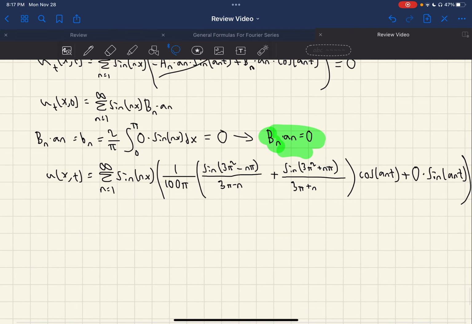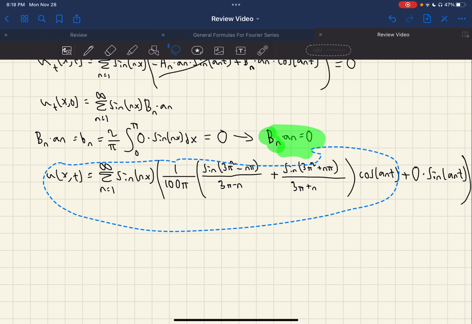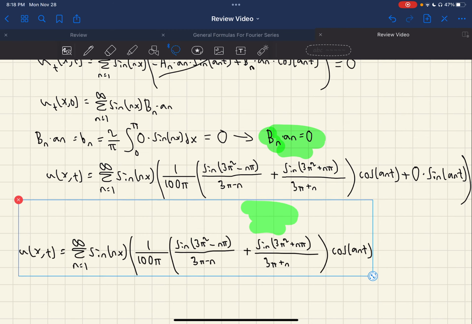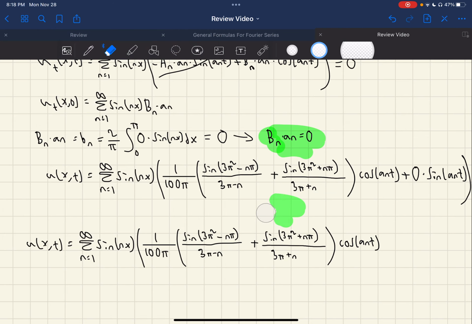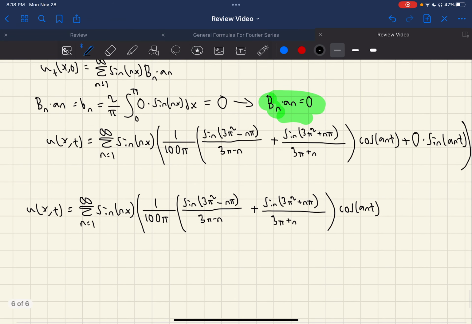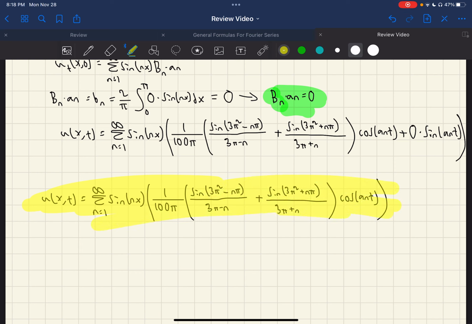And that then means this whole thing is our final answer. So with this question, this would be your answer for solving the wave equation.